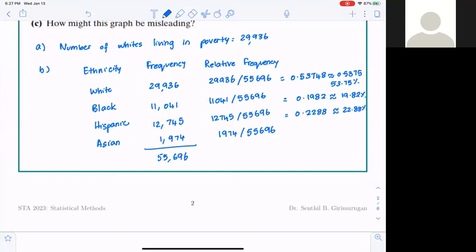So I'm just multiplying it by 100. I'm taking each of these frequencies and rounding it to 4 decimal places, multiplying it by 100 to get the percent. And the last case would be 1974 divided by 55,696.